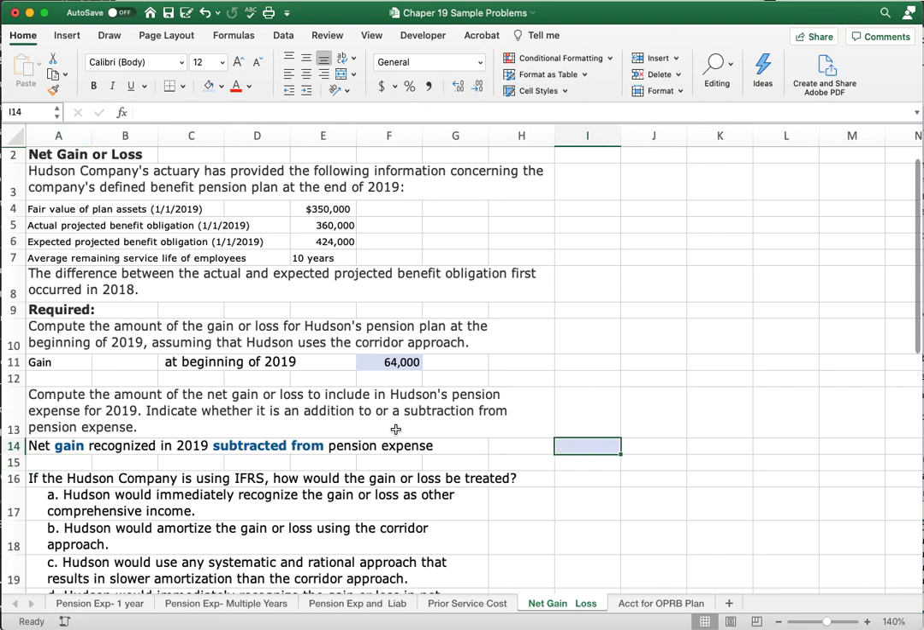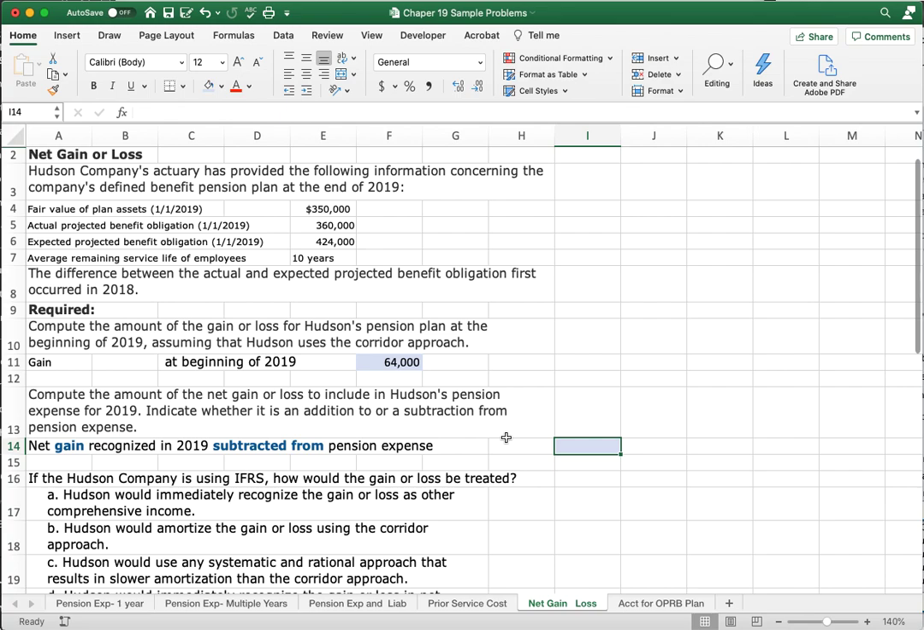And they told us using the corridor approach. The reason for that is because many companies don't want to immediately recognize the entire gain or loss, because then there's going to be significant fluctuations in the pension expense. And so they use the corridor approach, which allows them to amortize the expense over time. And so we will do that.